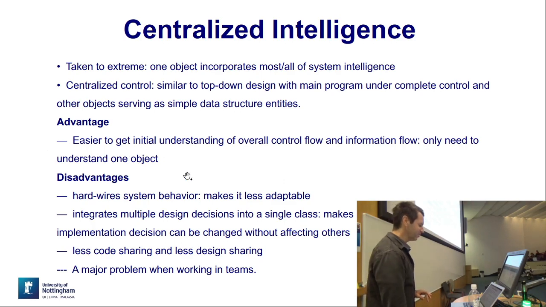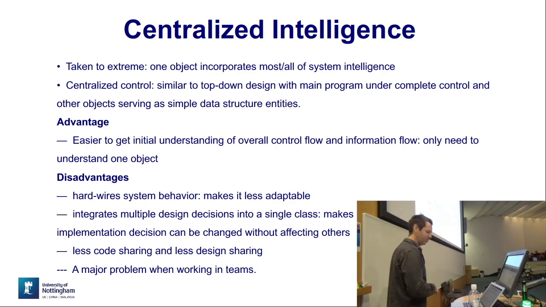Easier to get initial understanding of the overall control of the flow and information flow. So this is the difficult part of object-oriented design and methodology. As you can already see once you start working on the snake program, the intelligence, the behavior, and the flow is moving around from one object to another, and it's hard to understand. It's hard to follow the flow of execution.